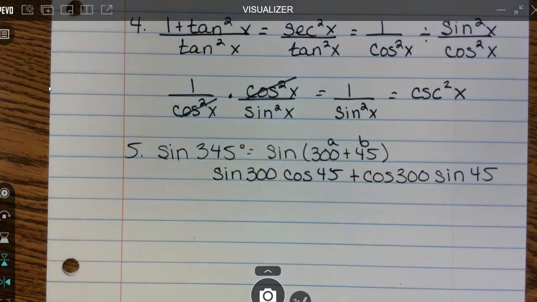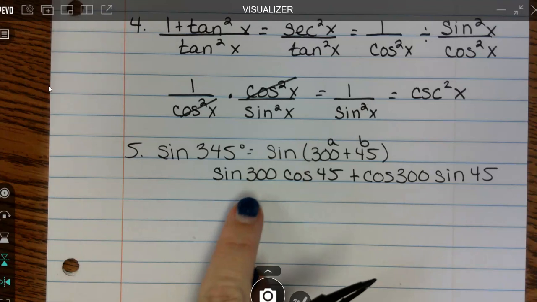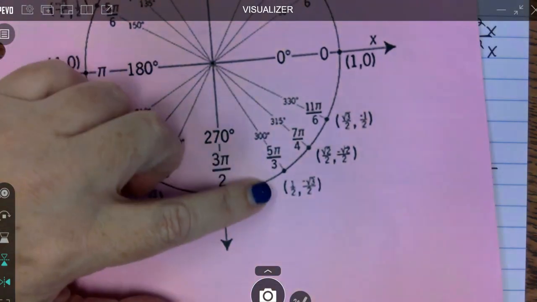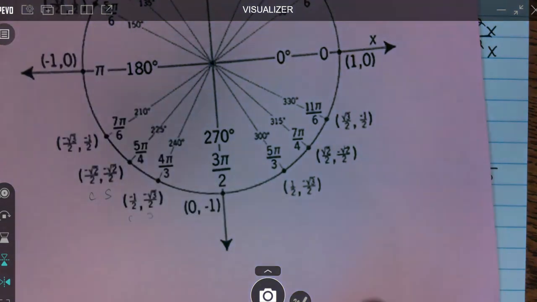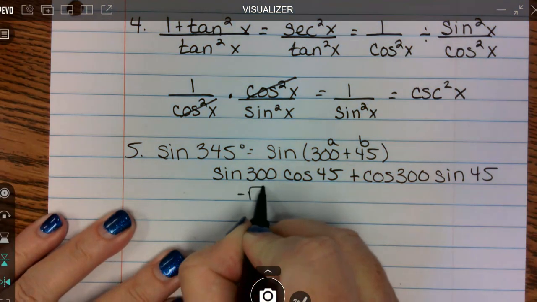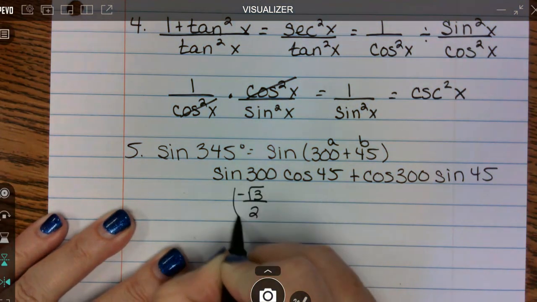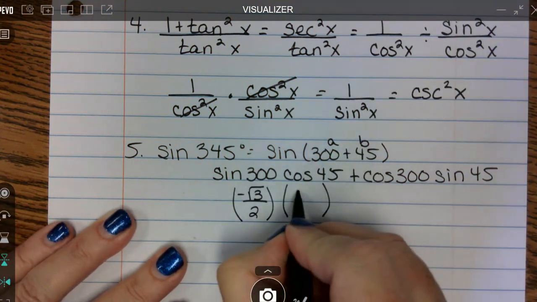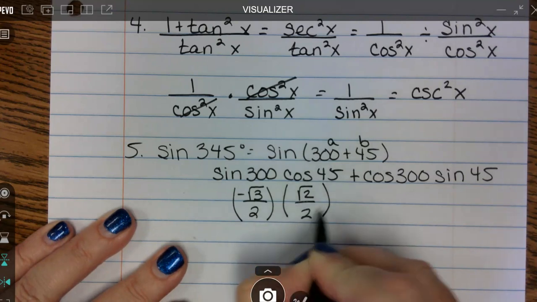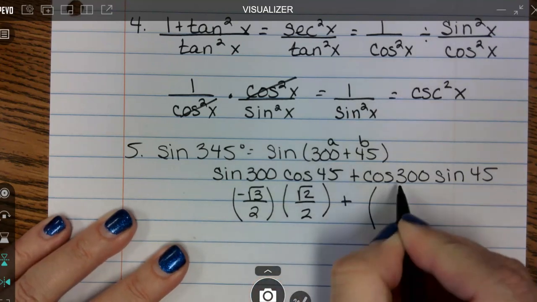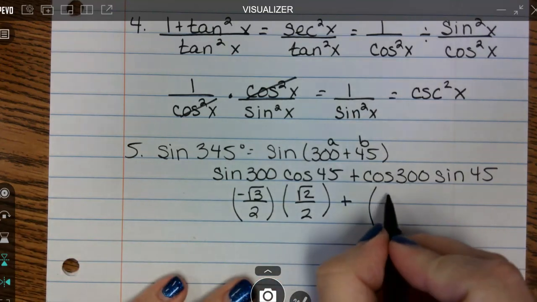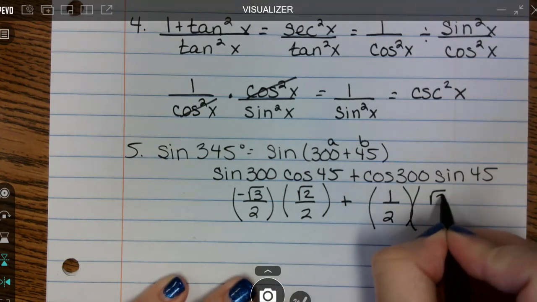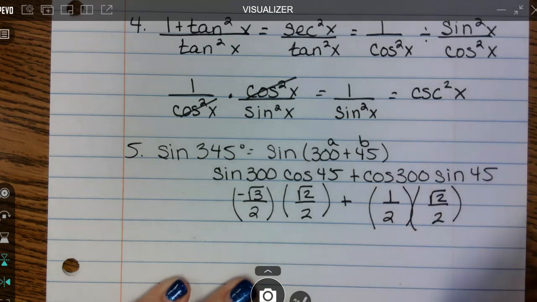And now we're going to go to our unit circle. So the question is, what is sine of 300? Sine of 300 is negative square root of 3 over 2. Cosine of 45 is square root 2 over 2. Cosine of 300 is 1/2. And sine of 45 is square root 2 over 2.